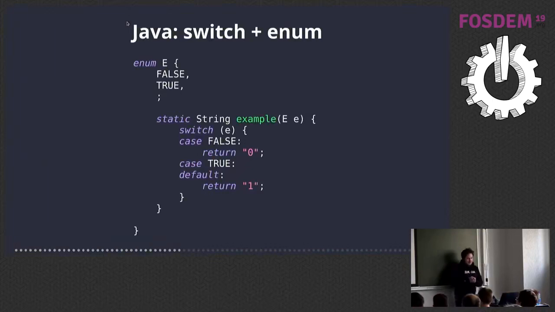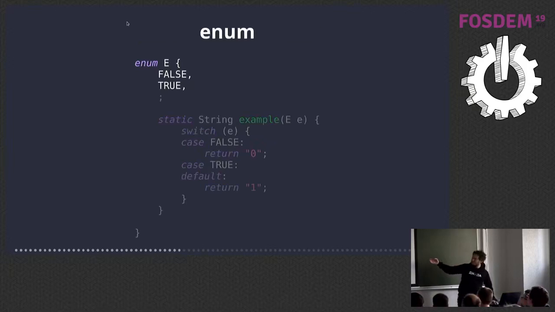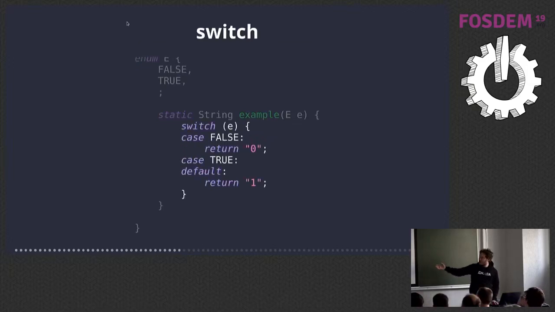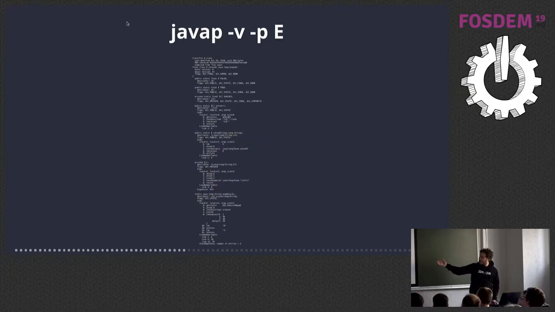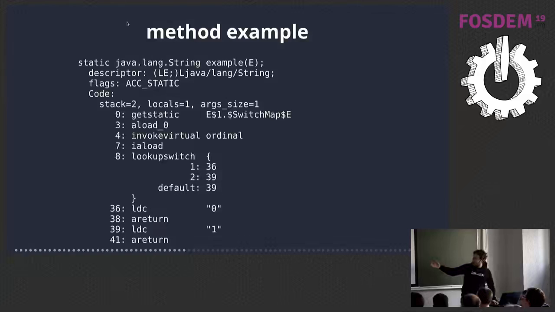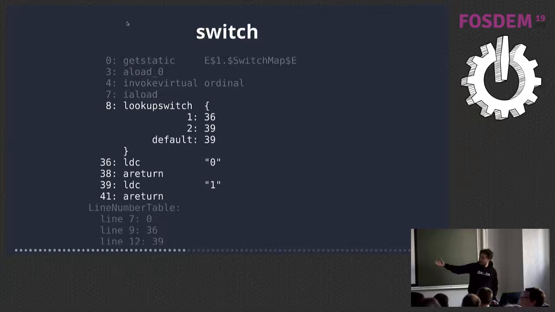Another example, switch and enum. So we have an enum. This time it's not empty. It has two constants, false and true. And we have a switch by this enum. So two constants, switch. We compile, we decompile. What we could see is that there is a switch, right?